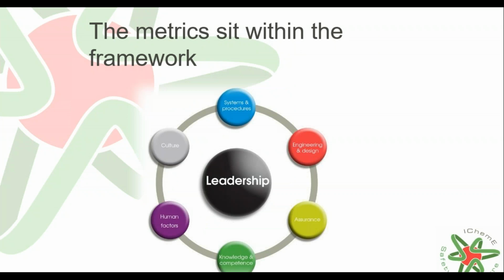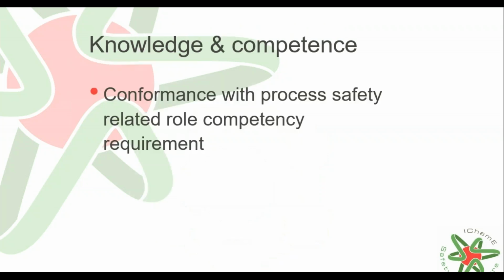As I mentioned earlier, all the metrics sit within the framework. This is the structure, how to build up the guidance document around these 6 pillars. And I would like to show you those 21 around these 6 pillars. First of all, knowledge and competence. We have one metric identified by the working group, which is conformance with process safety related role competency requirement.